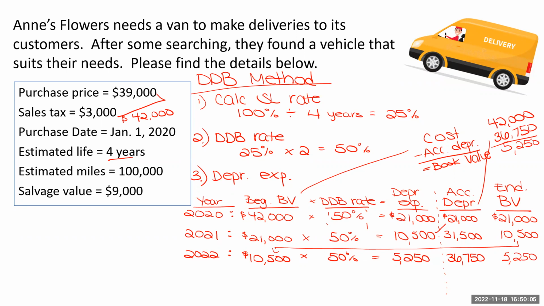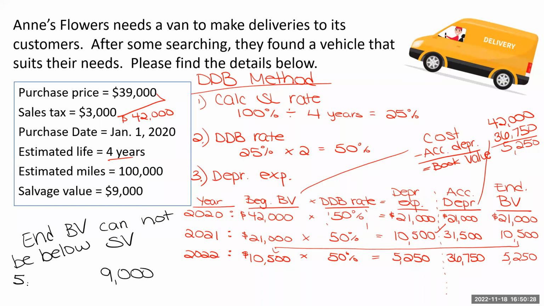And here's where the problem occurs with double declining. Your ending book value cannot be below your salvage value. Okay, our salvage value is 9,000. Right now, we're showing an ending book value below that. Okay, we can't have that be the case. So whenever I work on the double declining method, right down here at the bottom, I will write my salvage value just to remind myself never to go below that.